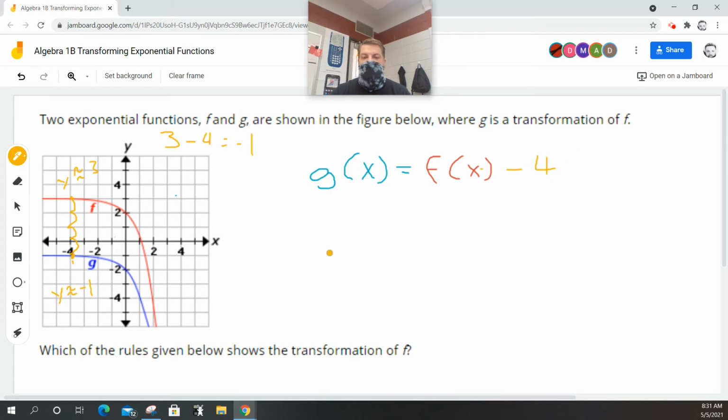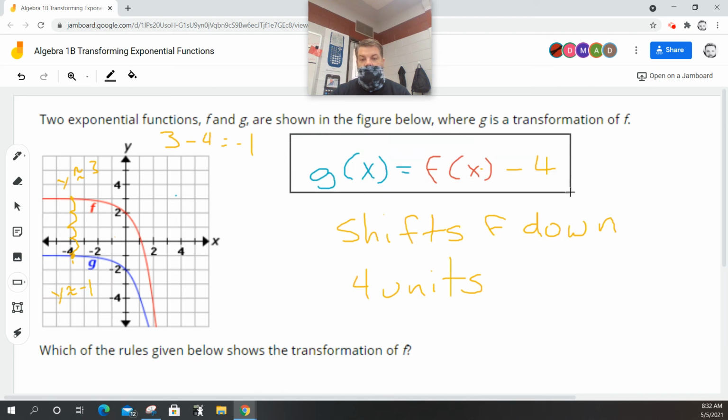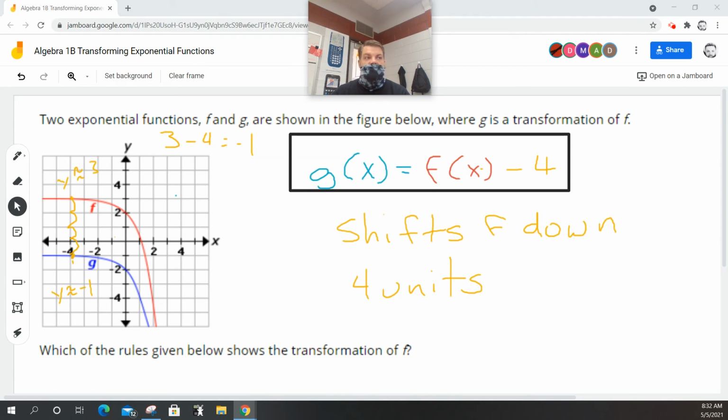That's how, and what that does is that shifts f down 4 units. So I think that's basically it. Any questions? This is a really easy one.